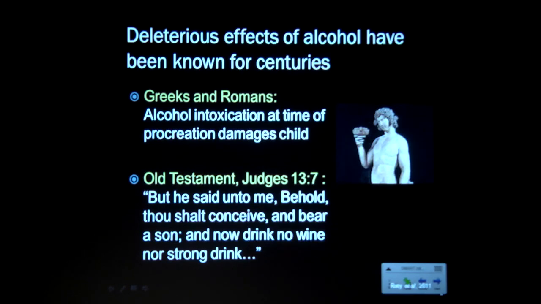If we look at the book of Judges, in the Old Testament, we see this phrase, "But he said unto me, Behold, thou shalt conceive and bear a son, and now drink no wine nor strong drink." Despite this early understanding that alcohol could affect the developing child, there wasn't a formal description of fetal alcohol syndrome for the medical community until 1973.